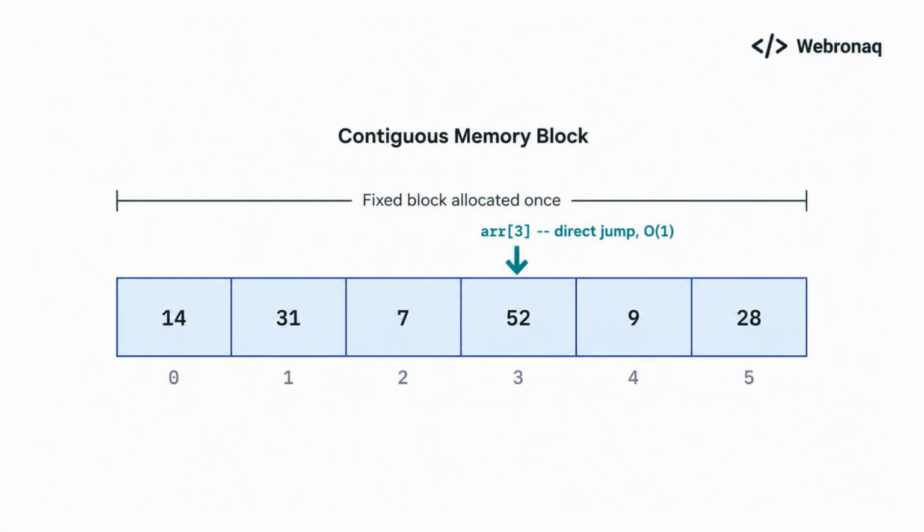Alright, so let's look at how an array actually lives in memory. When you declare an array, the system carves out one continuous block of memory. Every element sits right next to the previous one, with no gaps between them. That's called contiguous allocation. Now here's why that matters.